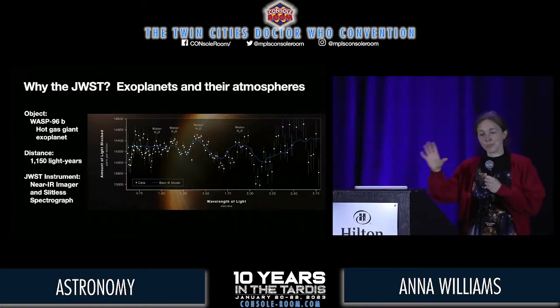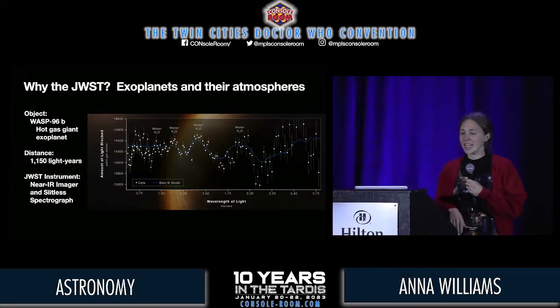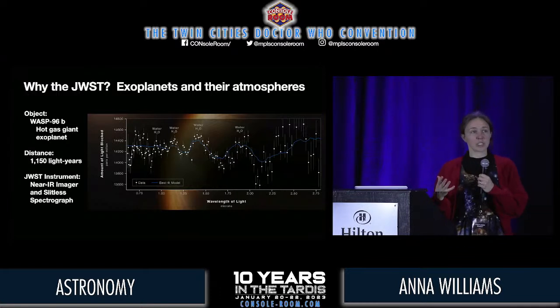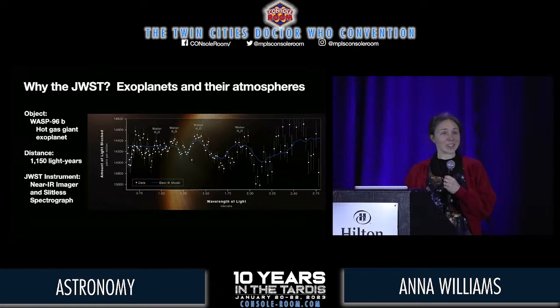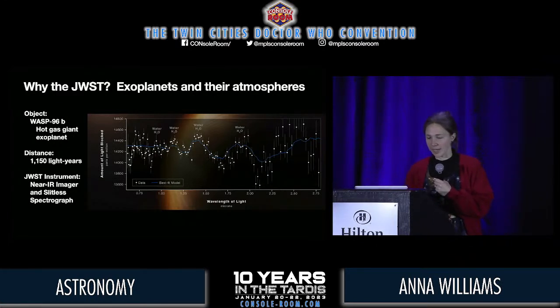This is a blown up version of that spectrum that I was showing before. This is, as I mentioned before, a transmission spectrum of the atmosphere of an exoplanet. So with the JWST, we're going to be able to do much better studies of exoplanets and what they're composed of and what kind of atmospheres they have.